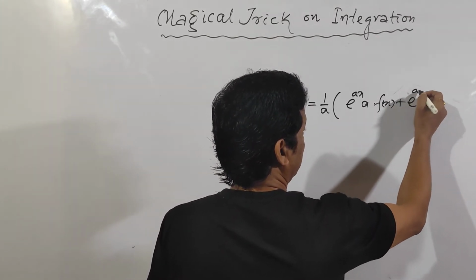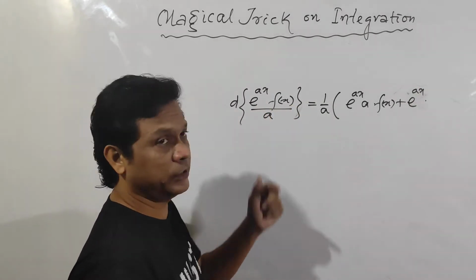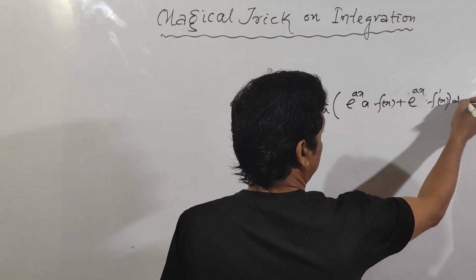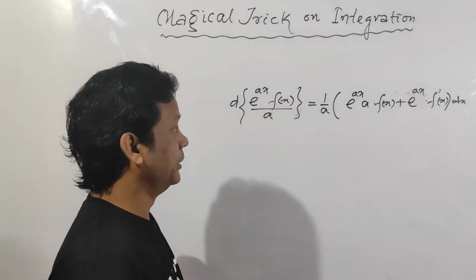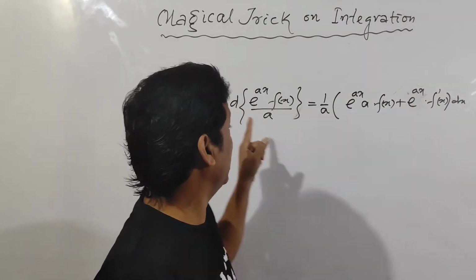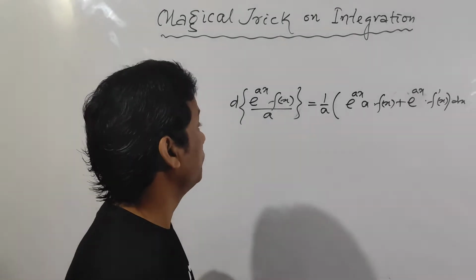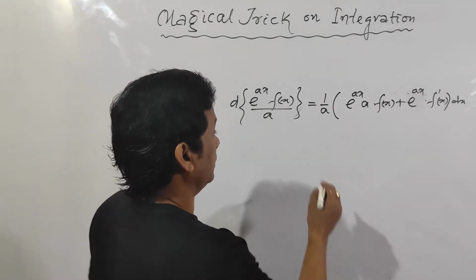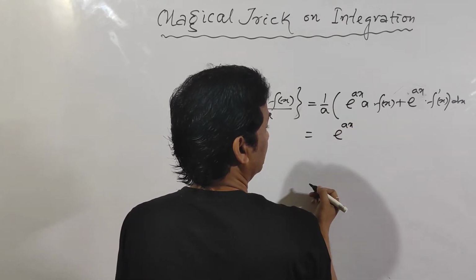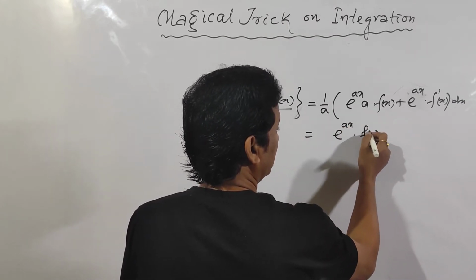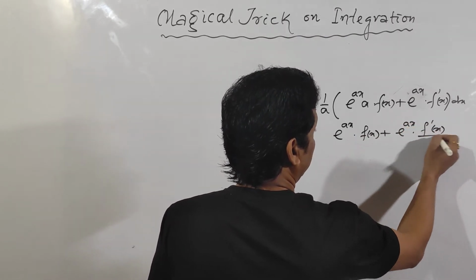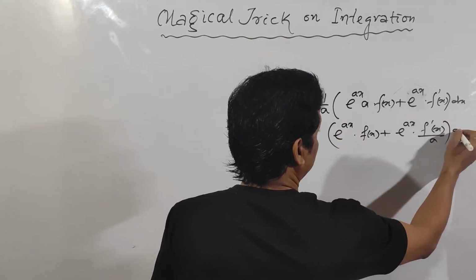e to the ax is there. Keep it as constant. And derivative of f of x is f dash x into dx. Whole into dx I am taking, because here e to the ax into a into dx, and here f dash x into dx. I am writing d, not d by dx. Okay. So multiply this one. If you multiply 1 by a, it will become e to the ax into f of x plus e to the ax into f dash x by a whole into dx.